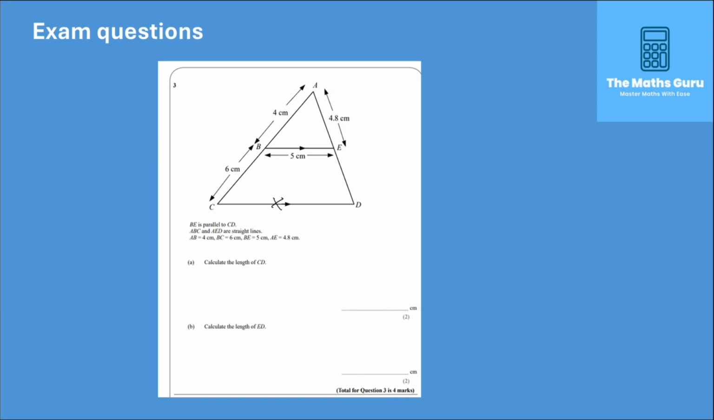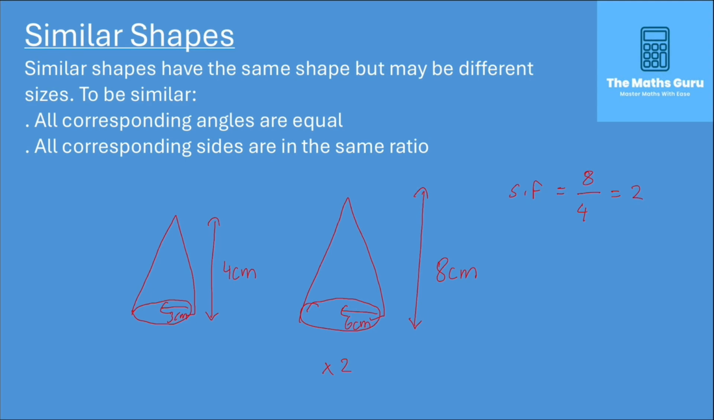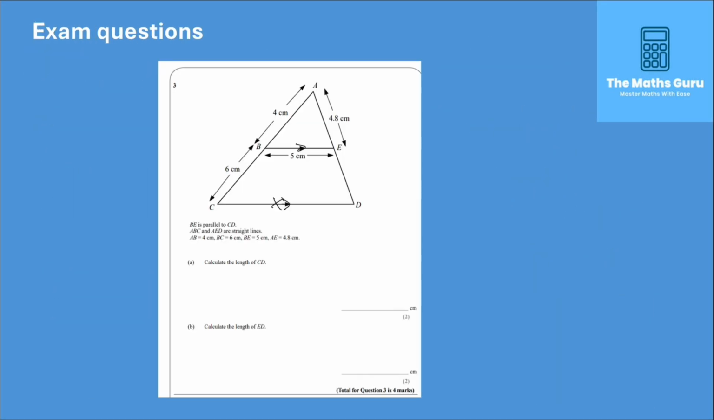Okay, first thing I'm noticing, these two lines are parallel. Two parallel lines are going to create what we know as corresponding angles. And if I go back to my notes, it tells us for two shapes to be similar, all corresponding angles are going to be equal. Now we know that corresponding angles have been formed, and they're going to be equal because angles on a straight line add to 180, making this angle and this angle equal.